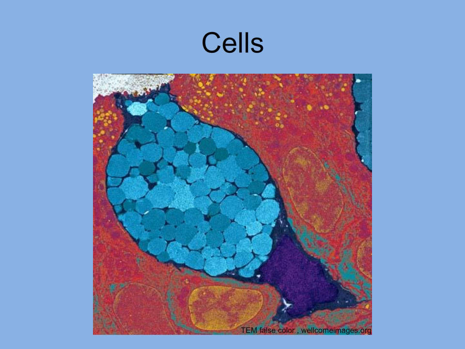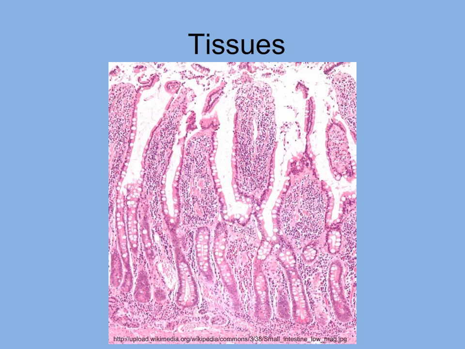Cells, the basic units of life, are composed of molecules. Goblet cells, like this one, produce mucus to protect various organs, such as the intestine. Tissues are associations of cells. Millions of cells form the tissue lining the small intestine.